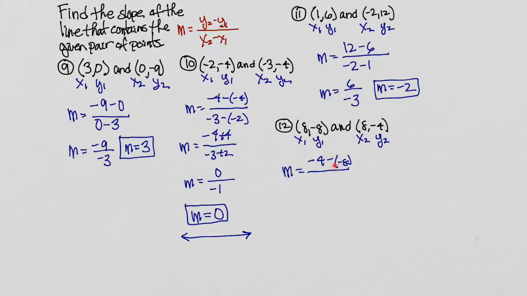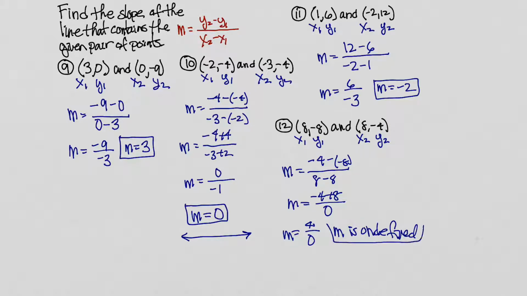Second y minus first y over second x minus first x. The second x is 8 minus the first x, which is 8. This is going to give us negative 4 plus 8 over 8 minus 8, which is 0. So this gives us negative 4 plus 8 is 4 over 0. And 0 in the denominator, we're going to say that is undefined. So this slope is undefined. And undefined slope means we have a vertical line.